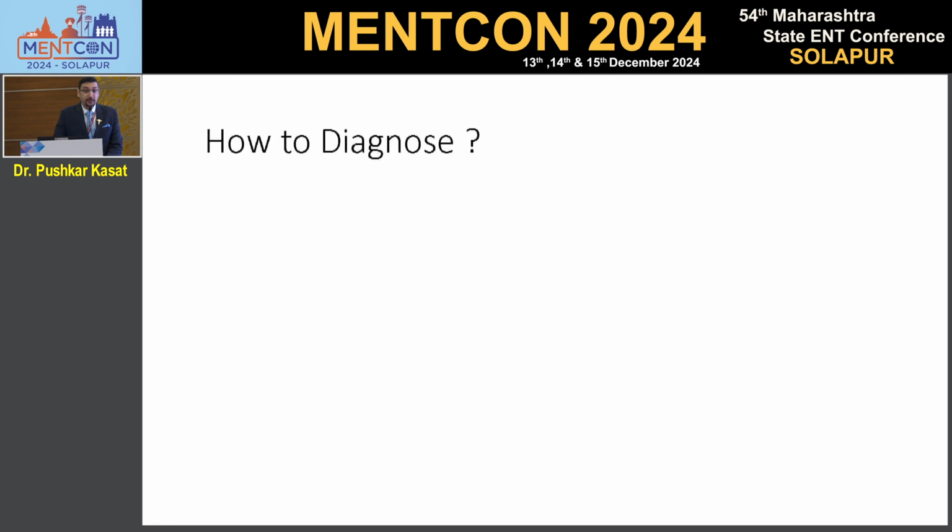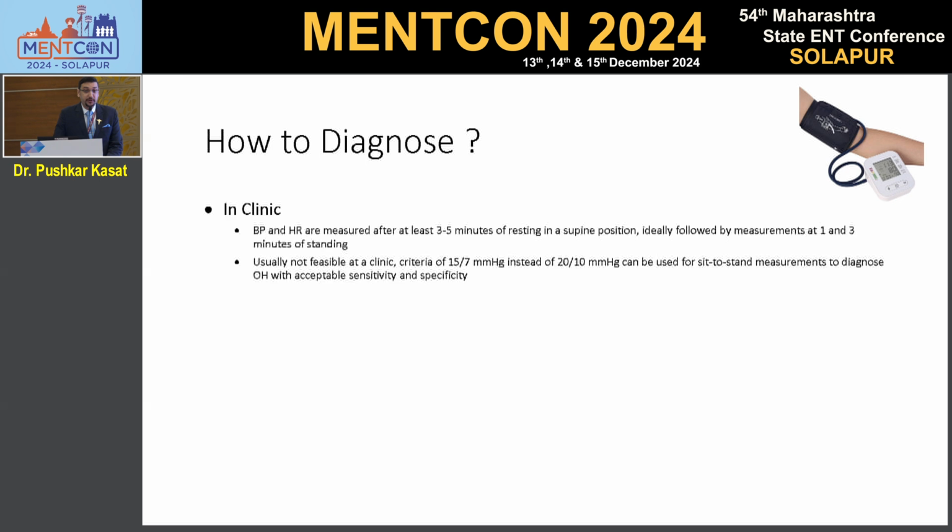So how to diagnose orthostatic hypotension? We just require a BP machine. So in clinic, blood pressure and heart rate are measured after at least 3 to 5 minutes of resting in supine position, ideally followed by measurements at 1 and 3 minutes of standing.